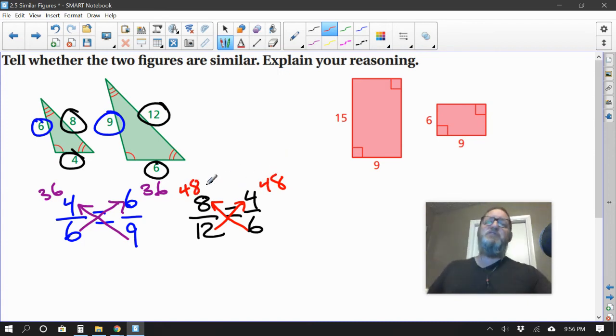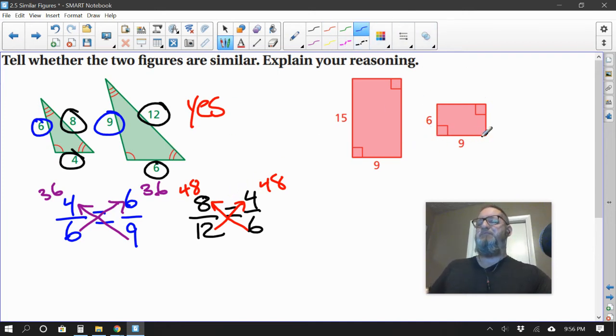Okay, there we go. So we got our cross products. We could say this is yes, definitely. And explaining our reasoning, well, the side lengths are proportional to each other, and the angles are all congruent. Bam, there we go. All right, well, if that one's a yes, I wonder if this one's a no.